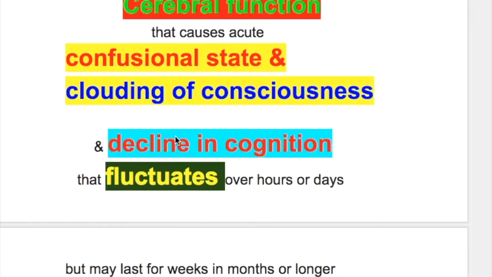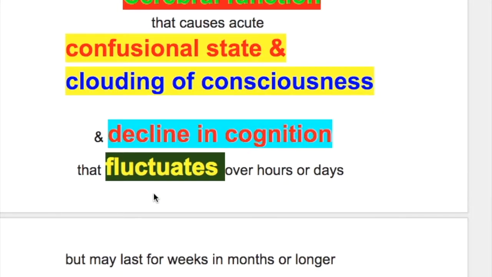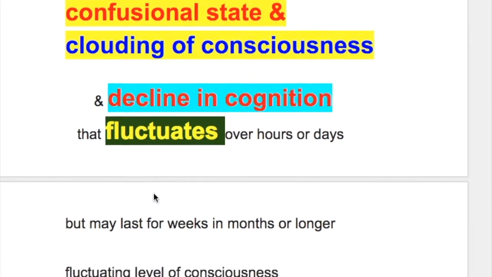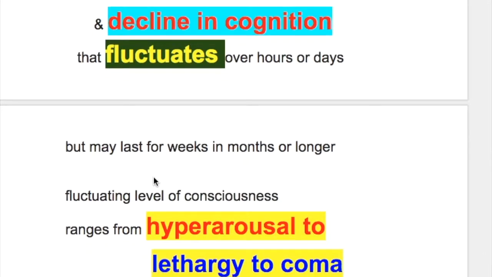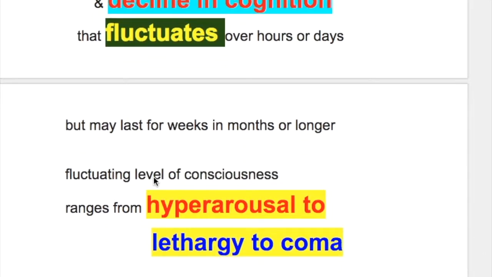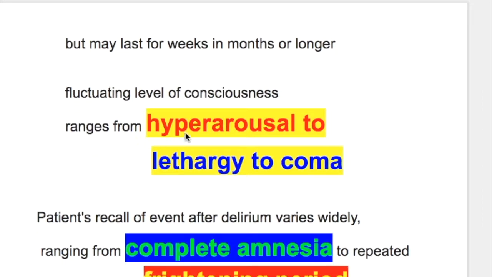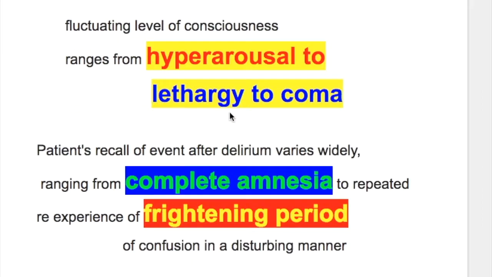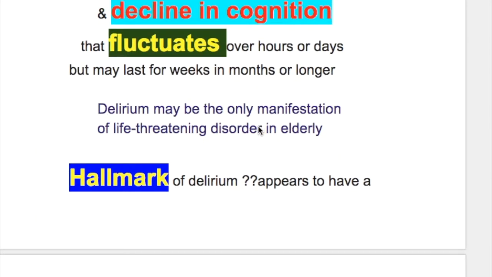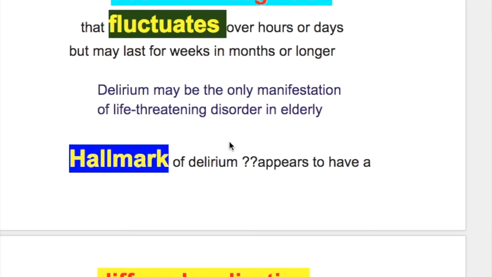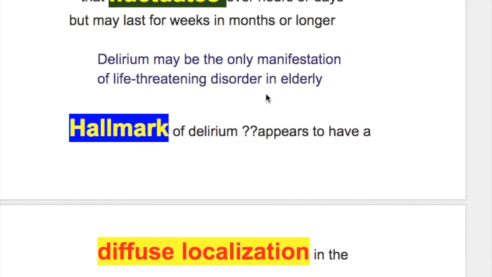What about decline in cognition? Decline in cognition fluctuates over hours or days, but may last for weeks and months or longer. Fluctuating level of consciousness ranges from hyperarousal to lethargy to coma. Delirium may be the only manifestation of a life-threatening disorder in the elderly.